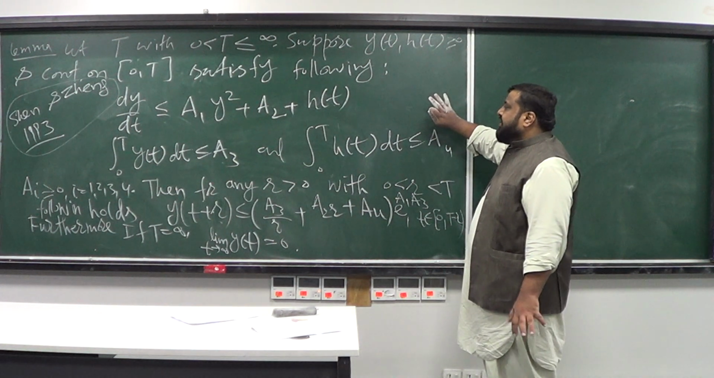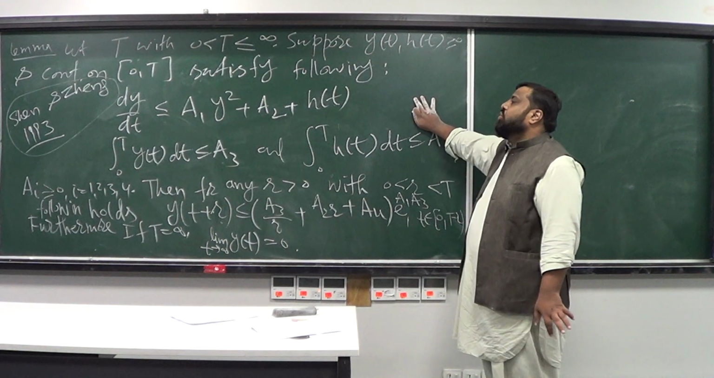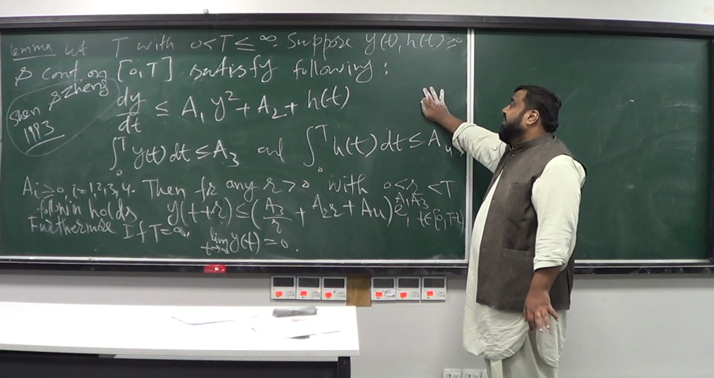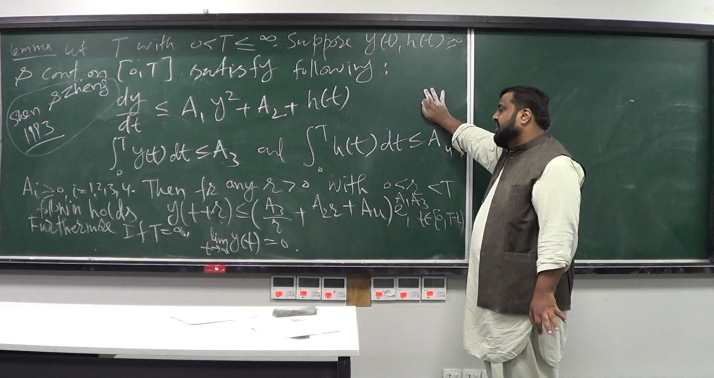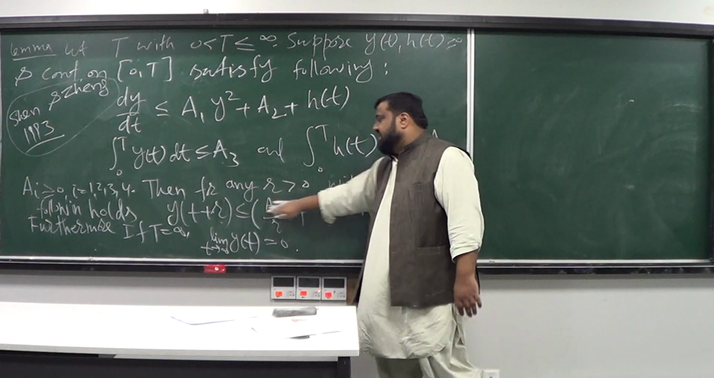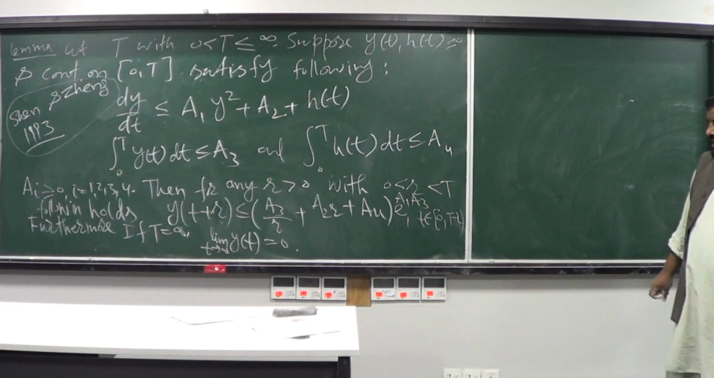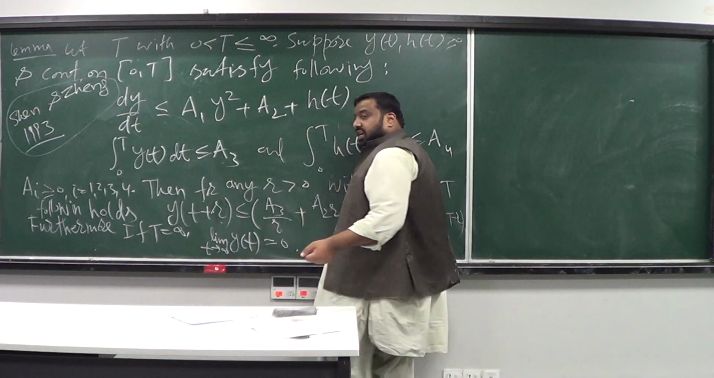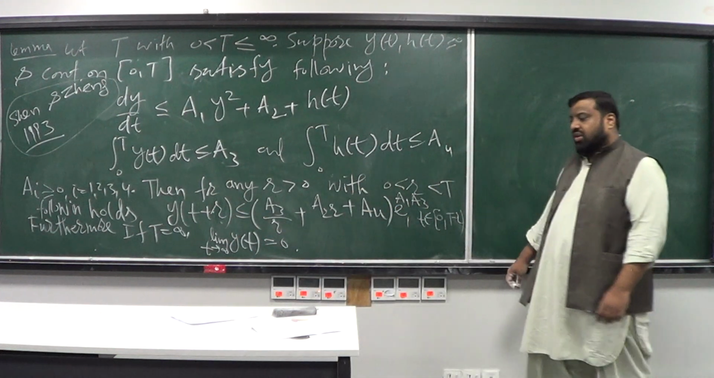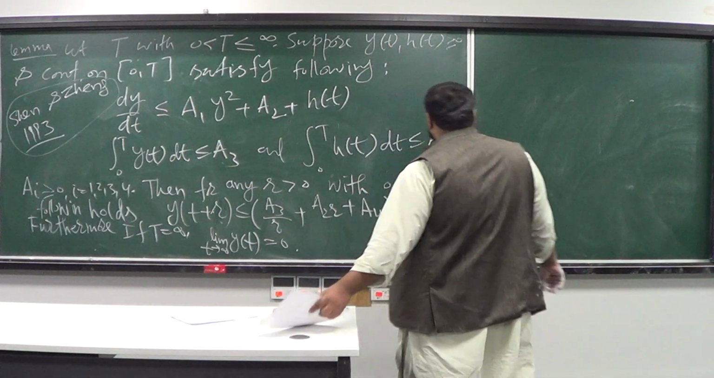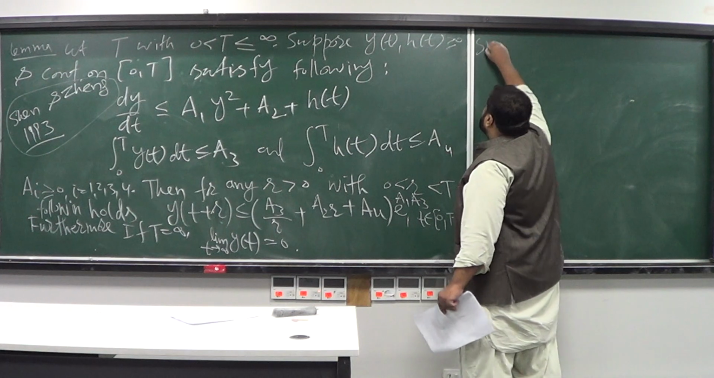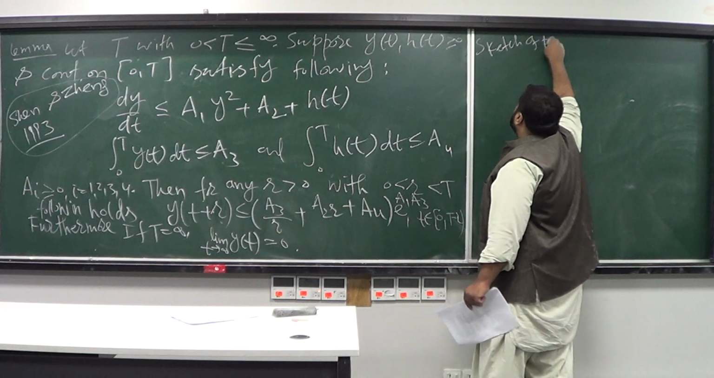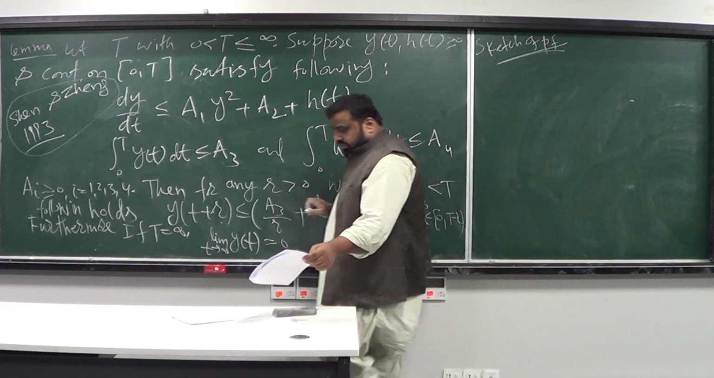I'll just talk about the situation that if you have these two inequalities satisfied, if y and h satisfy this condition, then you have this strange looking inequality. And if the same is true for t equal to infinity, then y is the kind of function that is going to get to 0 in the long run. So here is a sketch of the proof.